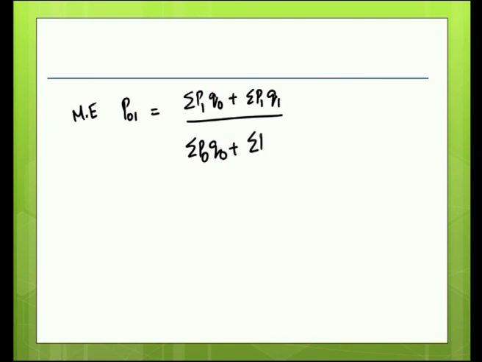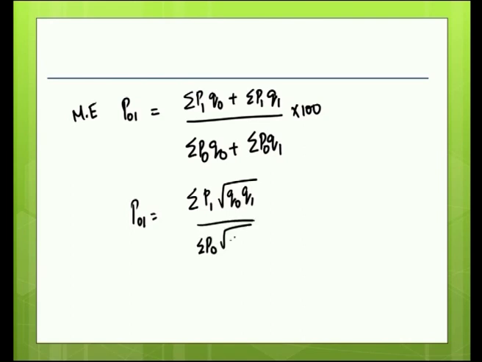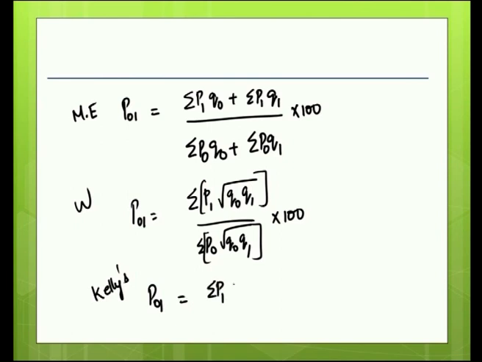Next, Marshall-Edgeworth method: P01 is equal to summation P1Q0 plus summation P1Q1 by summation P0Q0 plus summation P0Q1 into 100. Next method is Walsh's method, represented as P01 is equal to summation P1 into root of Q0Q1 divided by summation P0 into root of Q0Q1. Root of Q0Q1 is inside the summation, therefore you just can't cancel it. This is Walsh's method. Next, Kelly's method: P01 is equal to summation P1 into Q by summation P0 into Q into 100, where Q is equal to (Q0 plus Q1) by 2.